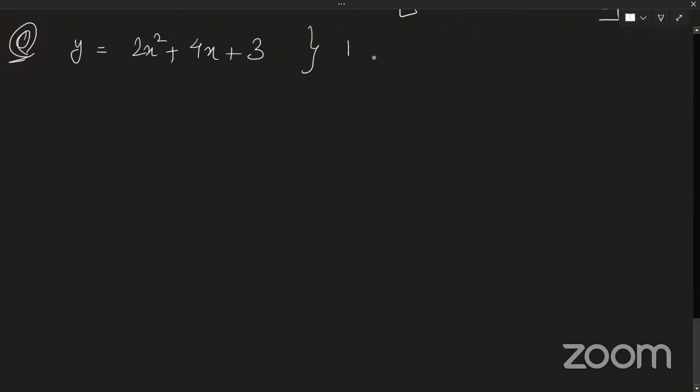First of all, we will do this basic problem: 2x square plus 4x plus 3. Find its critical points.